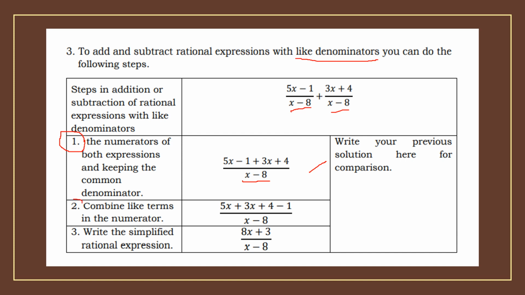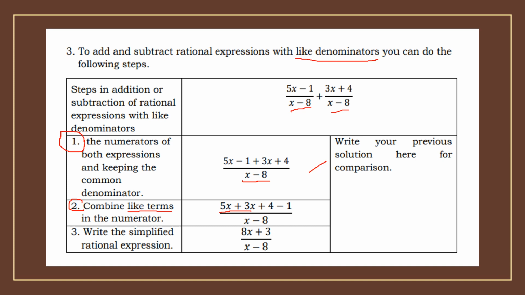Step number 2 is to combine like terms in the numerator. When we say like terms, these are terms that are similar. These are expressions or terms having the same variable with the same exponent. 5x and 3x are like terms, so we can simply combine them, putting them together.